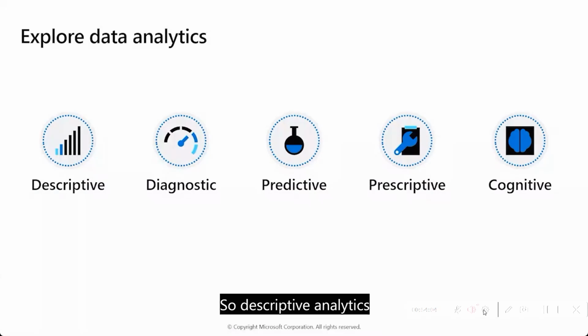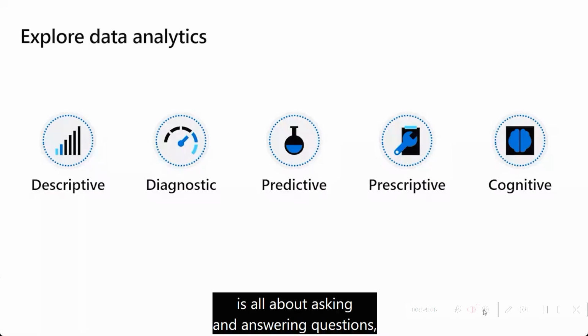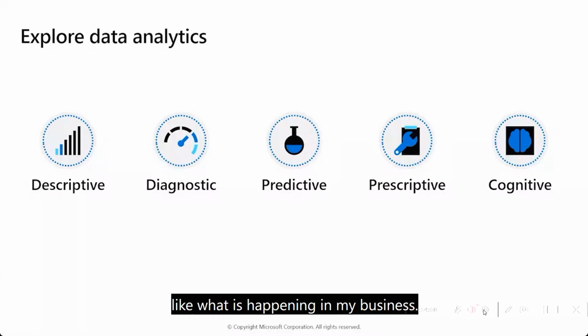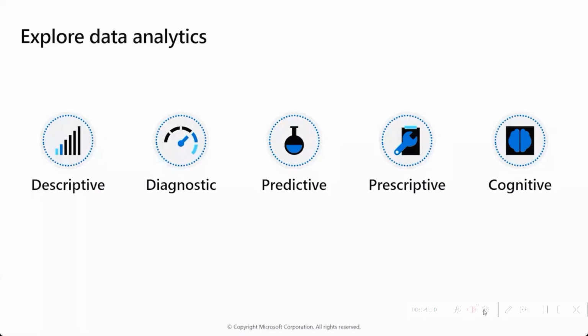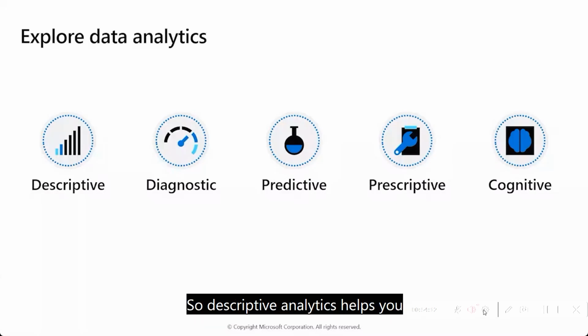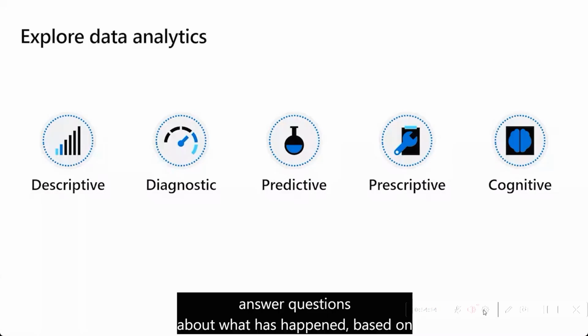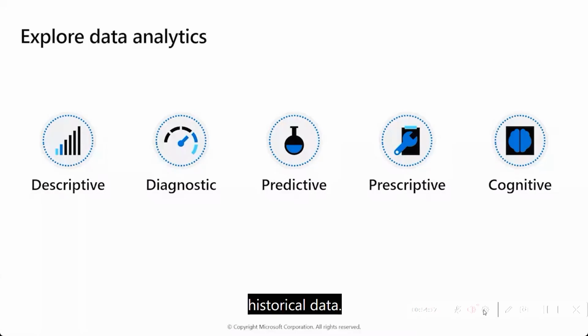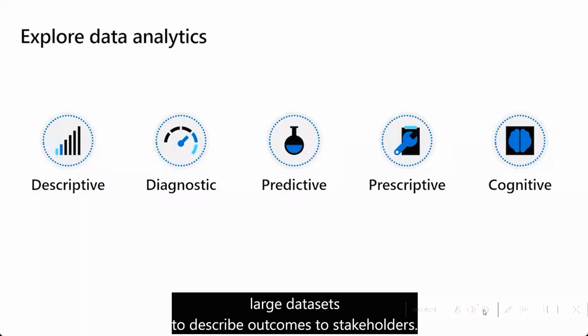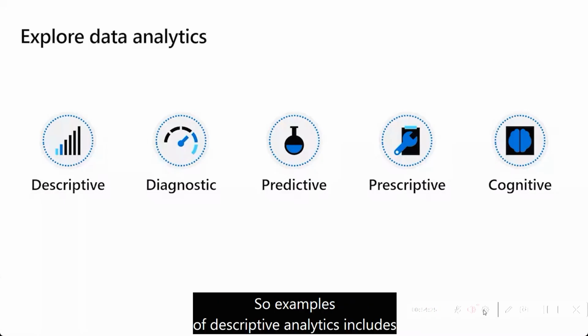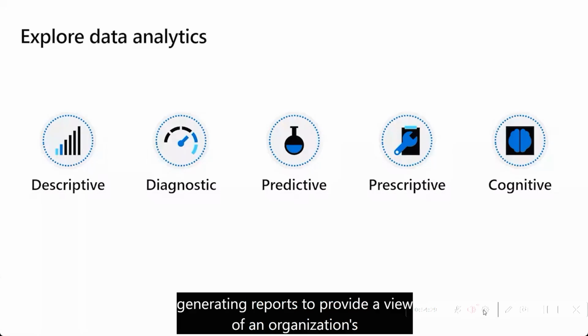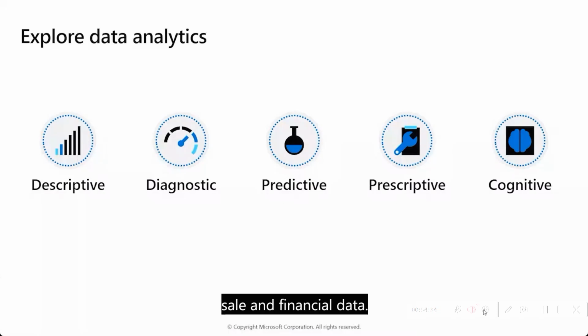So descriptive analytics is all about asking and answering questions like, what is happening in my business? Descriptive analytics helps you answer questions about what has happened based on historical data. It uses techniques to summarize large data sets to describe outcomes to stakeholders. Examples of descriptive analytics include generating reports to provide a view of an organization's sales and financial data.